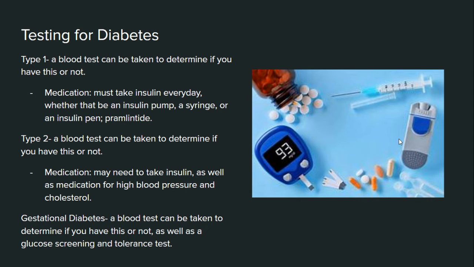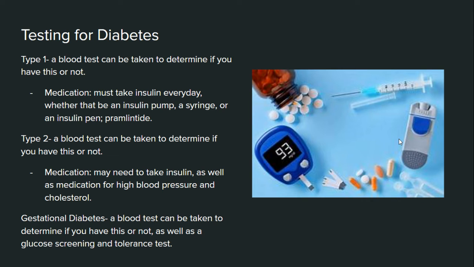Testing for diabetes. For type 1 and type 2 diabetes, a blood test can be taken to determine if you have it. For type 1 diabetes, insulin must be taken every day, whether that be an insulin pump, a syringe, or an insulin pen. And there is another medication that some people with type 1 diabetes do take. It is not required, but it does help with the intake of insulin.